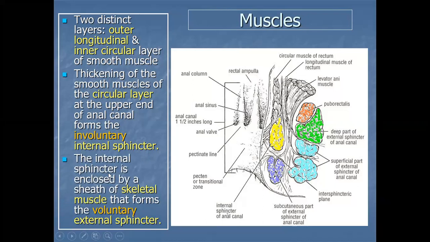The internal sphincter is enclosed by a sheath of skeletal muscle that forms the voluntary external sphincter. Outside that, there are the skeletal muscles which form the external sphincter. This whole three-part arrangement makes up the external sphincter.